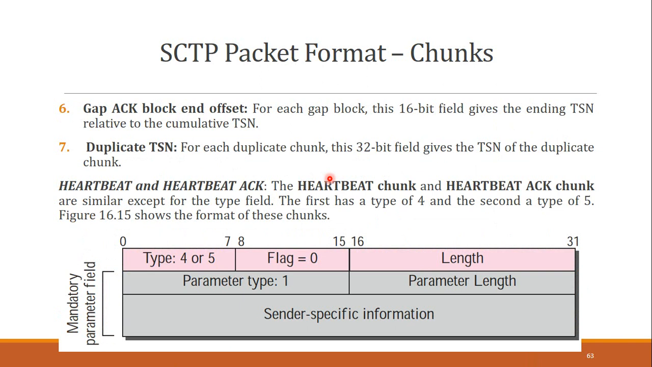Yes, the heartbeat chunk and the heartbeat acknowledgement are similar except for the type field. The first has a type of 4 and the second a type of 5. The figure depicted over here shows the format of these chunks. These two chunks are used to periodically probe the condition of an association. An endpoint sends a heartbeat chunk. The peer responds with a heartbeat acknowledgement if it is alive.